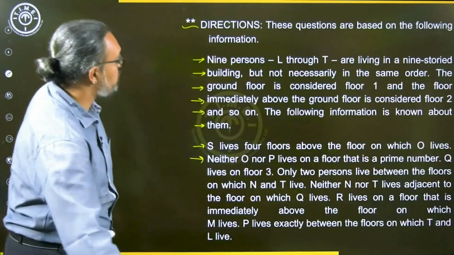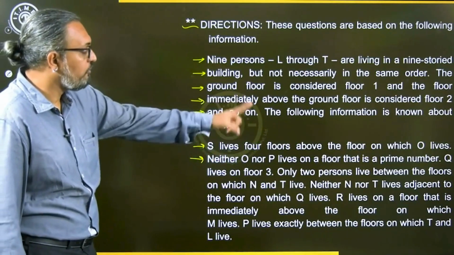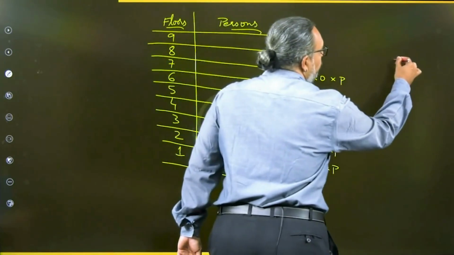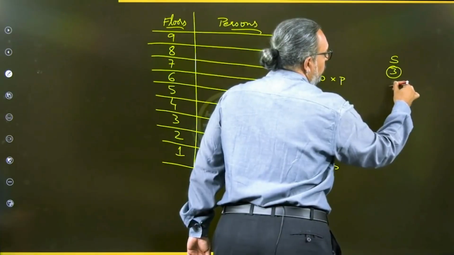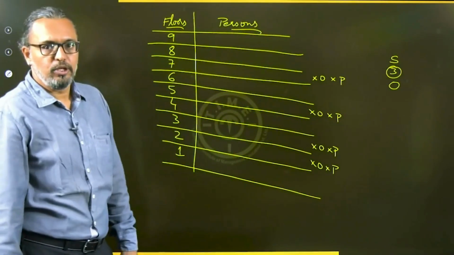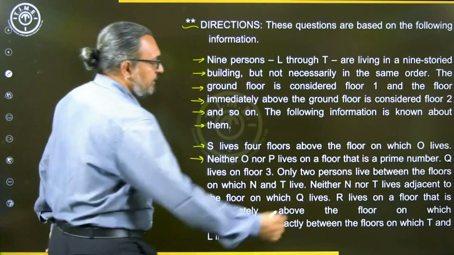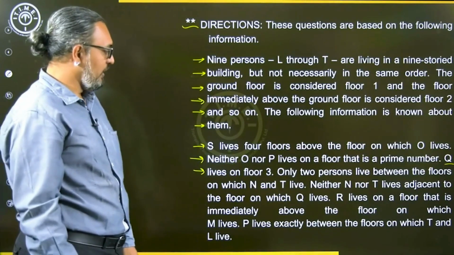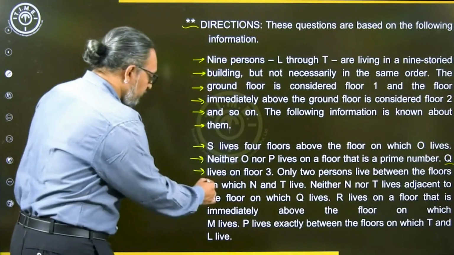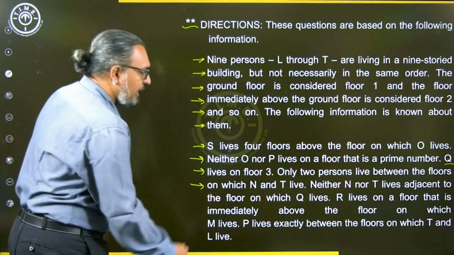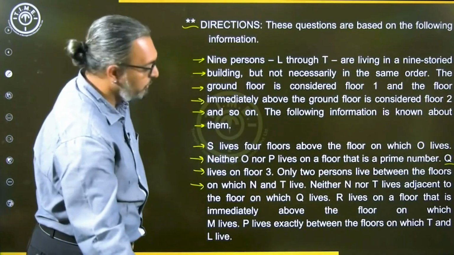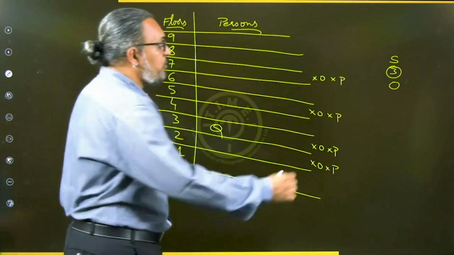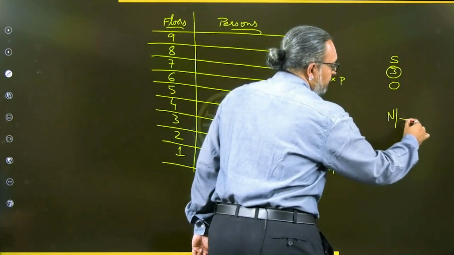But the earlier condition was S lives 4 floors above the floor on which O lives. So S is 4 floors above the floor on which O lives, like this. We'll look into that. Then Q lives on floor number 3. And then he says only 2 persons live between the floors on which N and T live. So Q lives on floor number 3, and only 2 persons live between the floors of N and T.